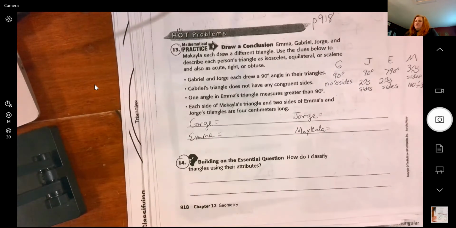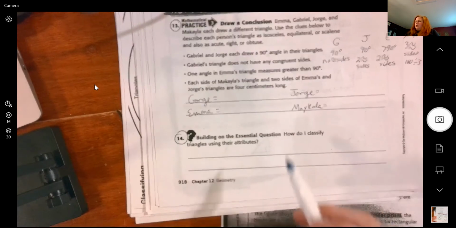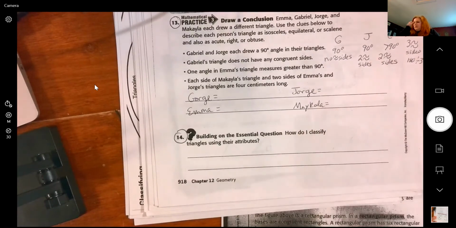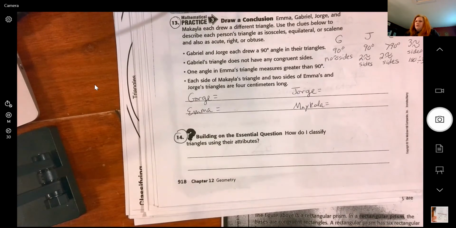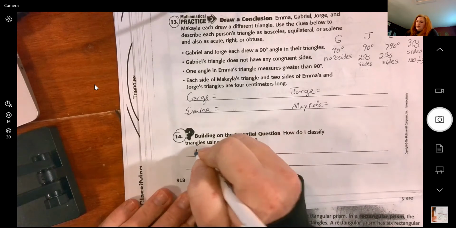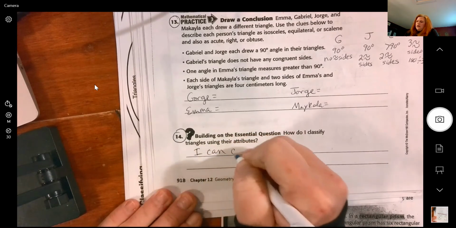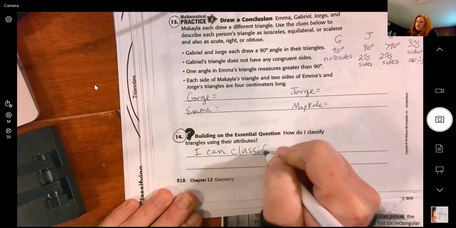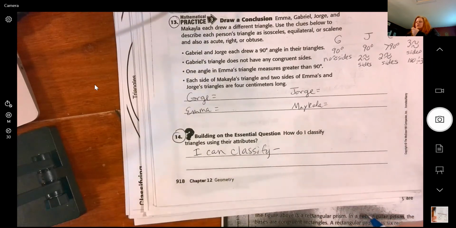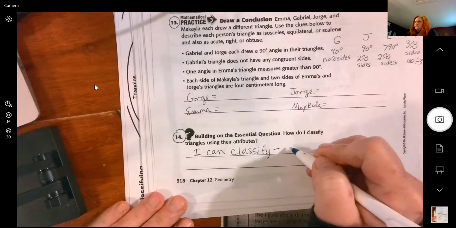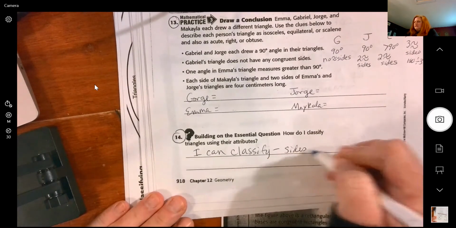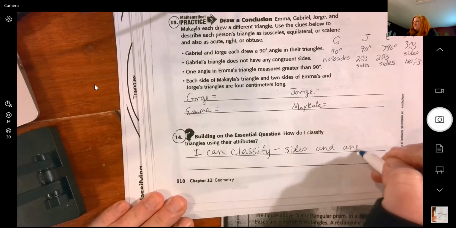All right, I'm going to let you go ahead and finish that out. And if you were working on it, hopefully you could check this a little bit with your answers to see if you got what I got. How do you classify triangles? There's 2 ways. I can classify triangles by 2 things. Sides and angles.